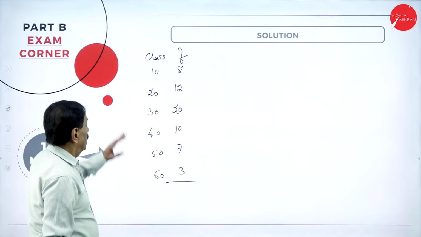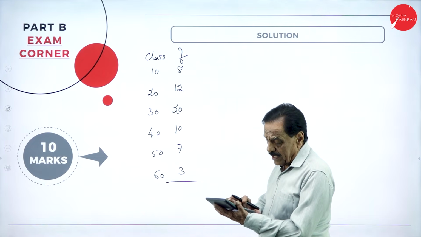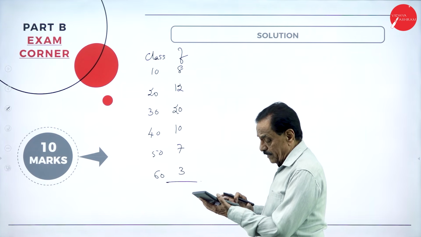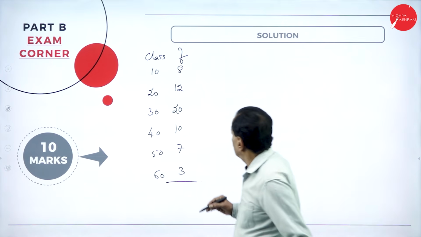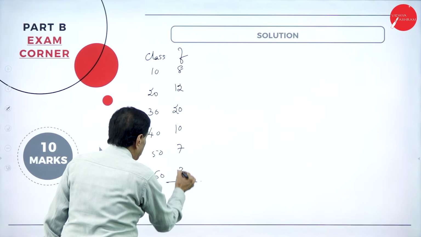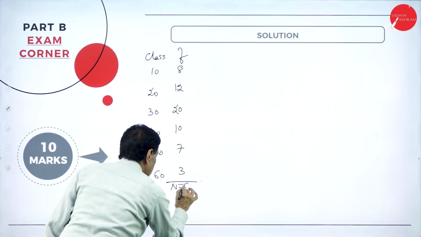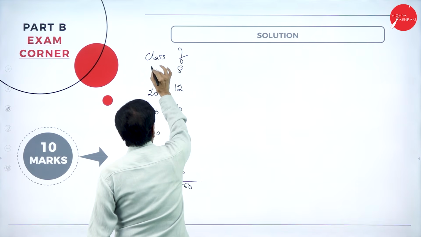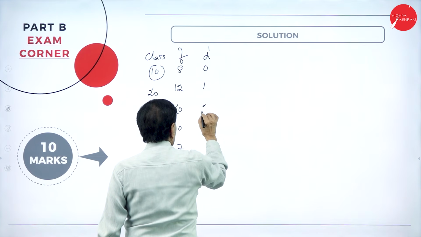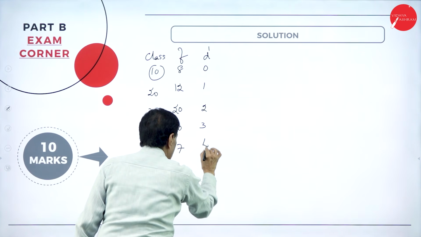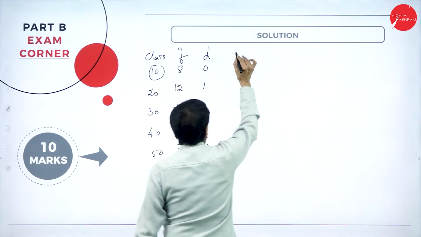So, the first step we have to do is add the frequency. 8 plus 12 plus 20 plus 10 plus 7 plus 3 is 60. N is equal to 60. Then you put this as d dash: 0, 1, 2, 3, 4, 5. The lowest number you put as 0. Then f t dash.